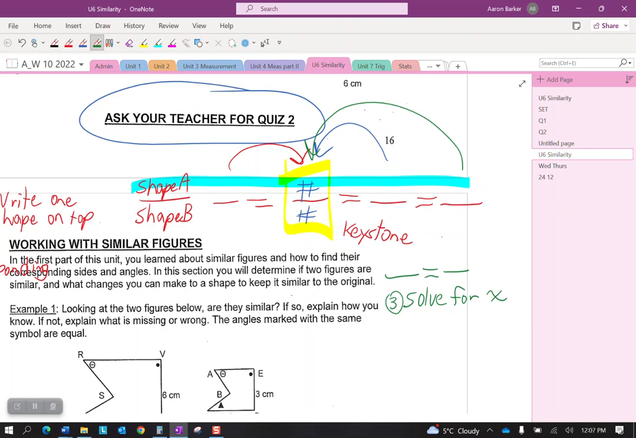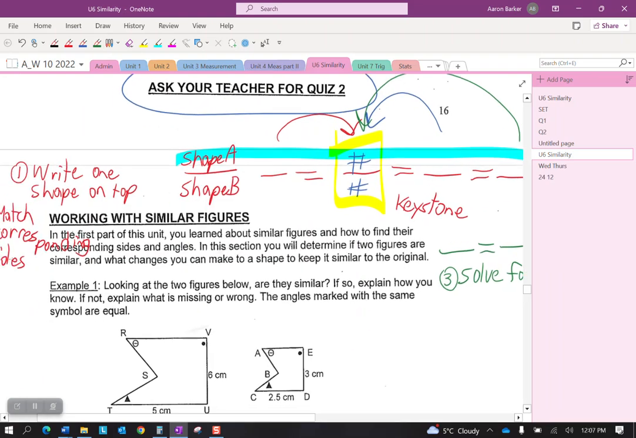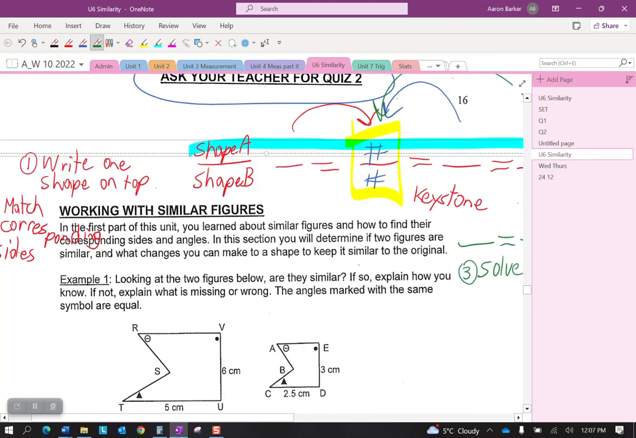Now, we can't do that unless we know they're similar. And that's what we're looking at today. Are these shapes similar? Okay, are they similar? So when you're looking for similarity, you're looking for two things. In order to be similar, you need same angles and you need same ratios. Okay, so you definitely need both, the same angles and the same ratios.